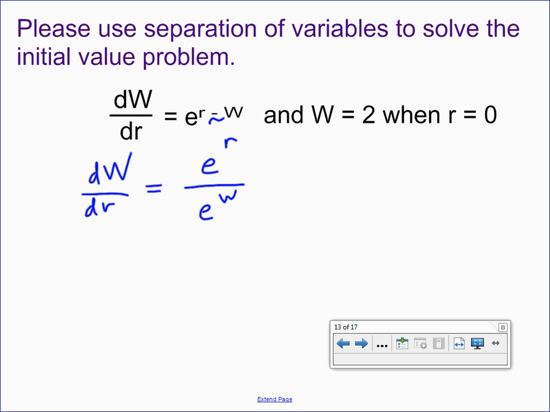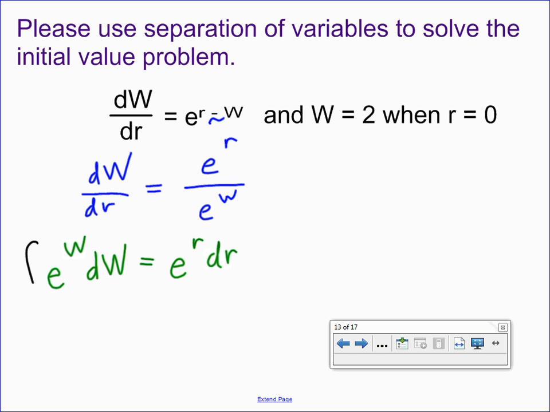Now we'll go ahead and use multiplication or division to separate the variables. So I'm going to multiply the e to the w over, and I'm going to multiply the dr over, and I get e to the w dw is equal to e to the r dr. Dependent variable on one side, independent variable on the other side. We did it with multiplication and division. We're ready to go. Let's integrate both sides, you guys.